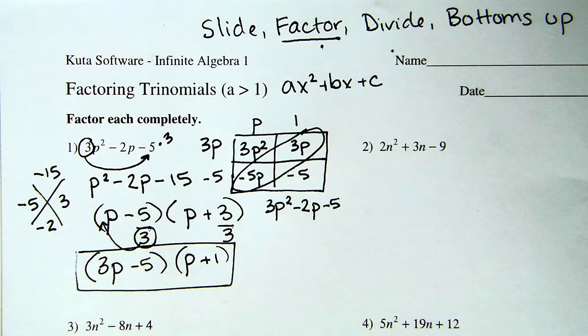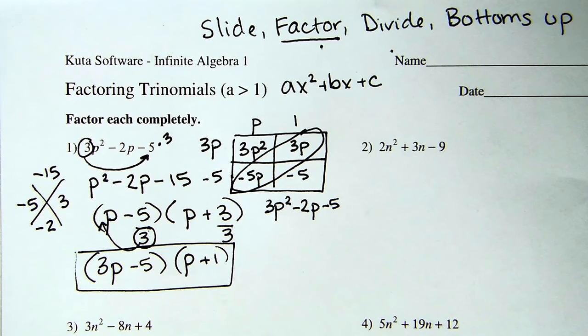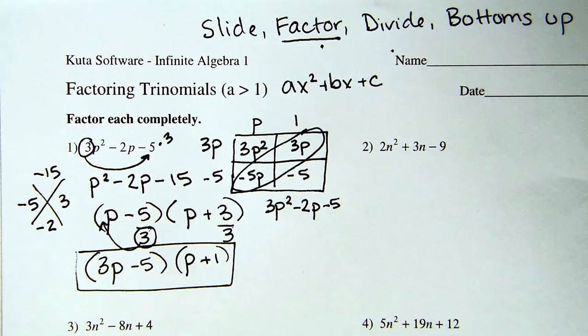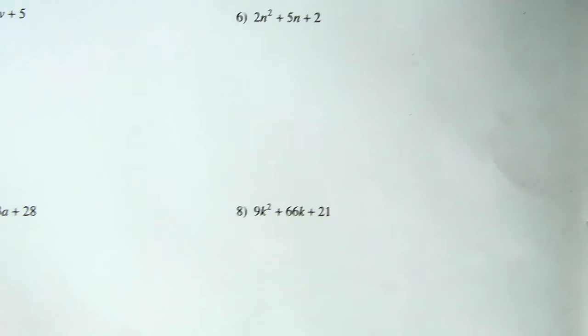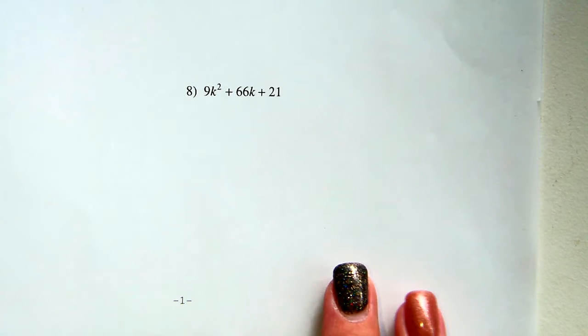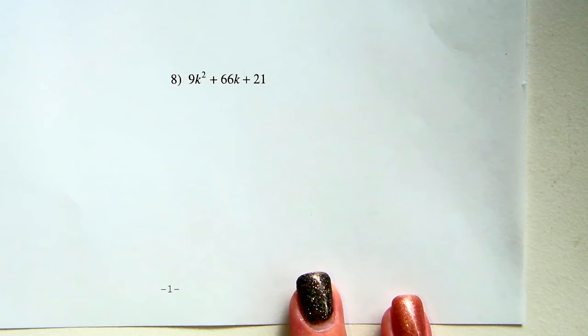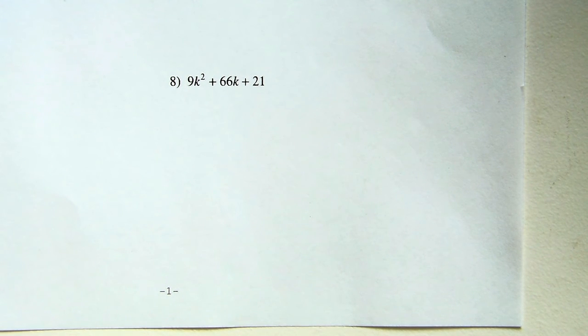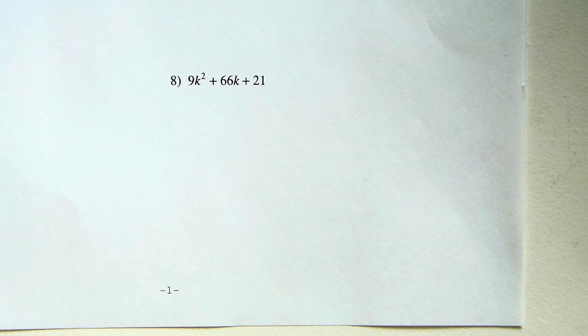Now the next question I'm going to be helping you guys out with today is on number 8. Number 8 says this. It says 9k squared plus 66k plus 21. Now, these are some pretty big numbers. 9 is a fairly large number, 66 and 21. And when we were to multiply our 9 by 21, we're going to get 189. Now, I don't know about you, but I don't know those factors off the top of my head.